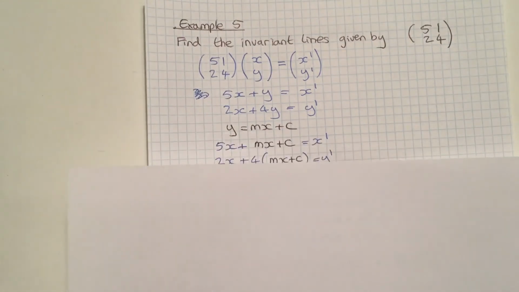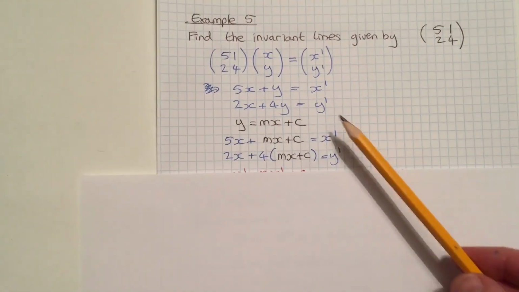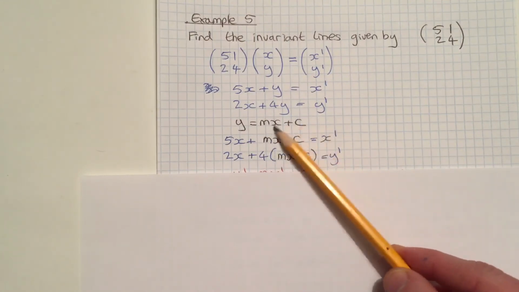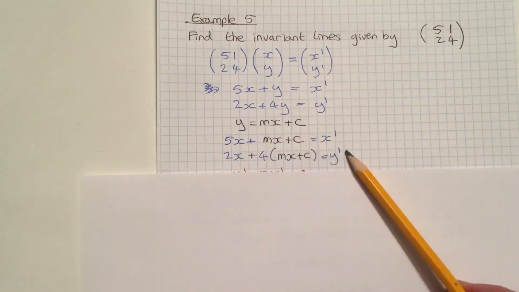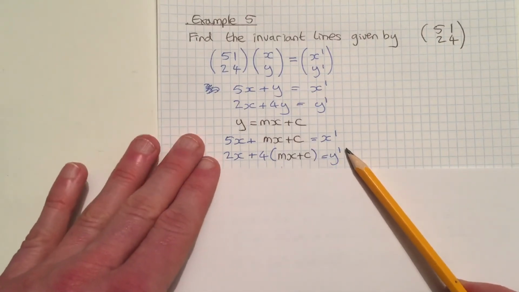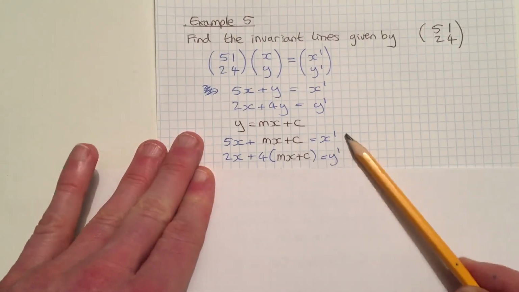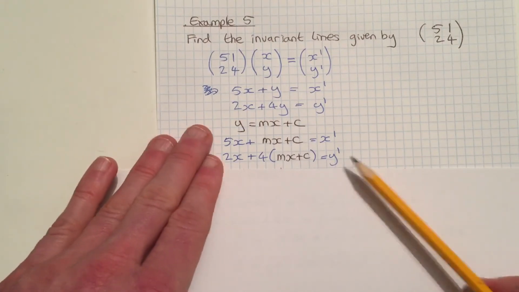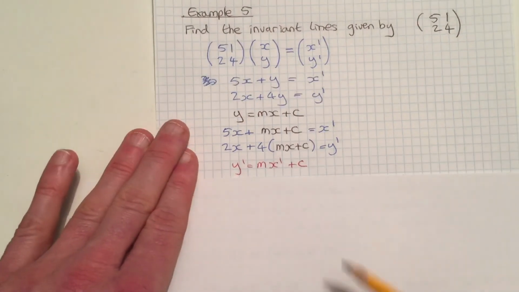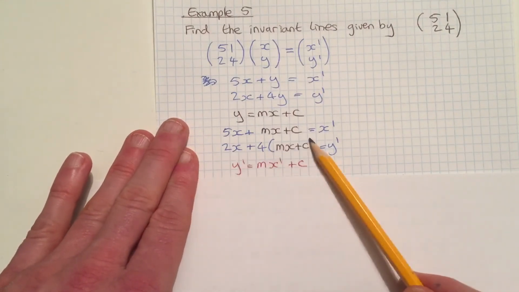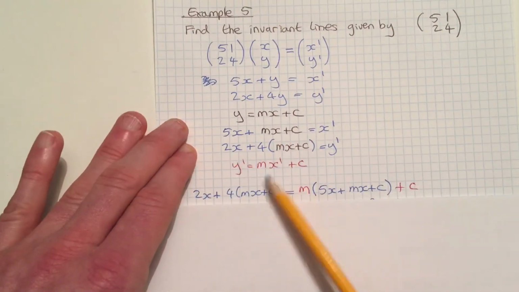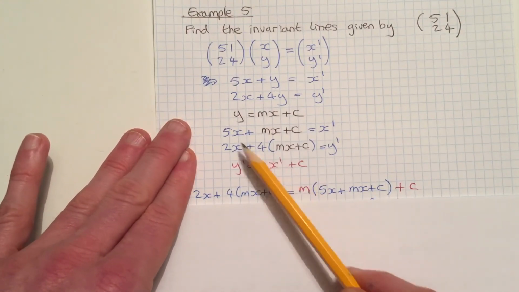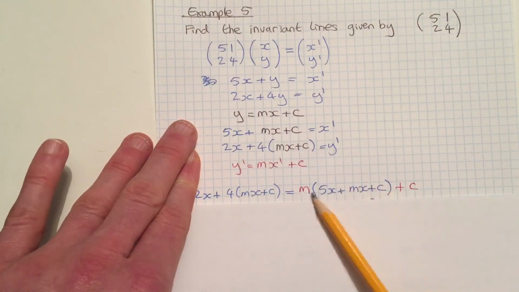So therefore, if I substitute that mx plus c into here, I get this. And if I substitute the mx plus c into here, I get this. Now I know that these two coordinates here also obey the y equals mx plus c rule. So instead of writing this, I could write all of this. So this is this, equals m times all of this plus c.